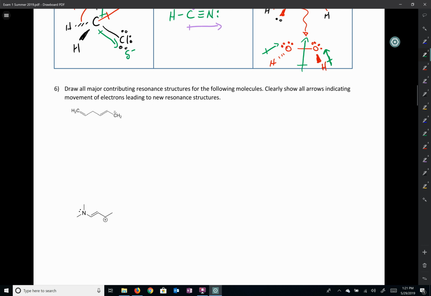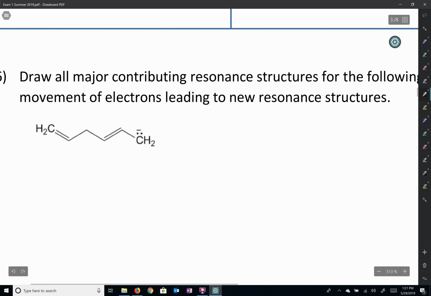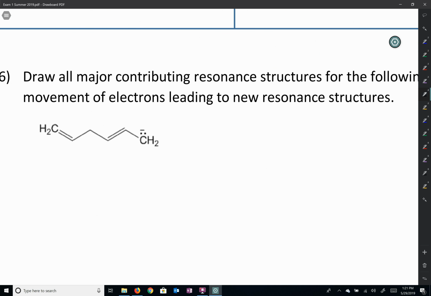Okie dokie, draw all major contributing resonance structures. Okay, so let's zoom in here. So we see a lone pair, and we're next door to a pi bond. Let's get a different color here. So we're going to do this, and this, okay? So let's see what happens. We've got 1, 2, 3, 4, 5, 6.